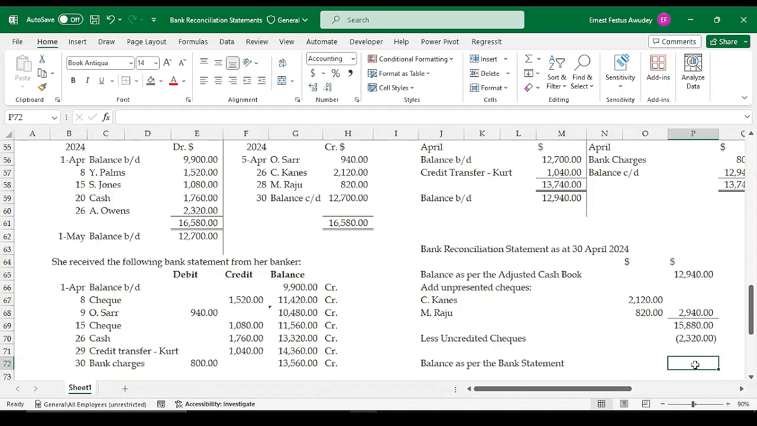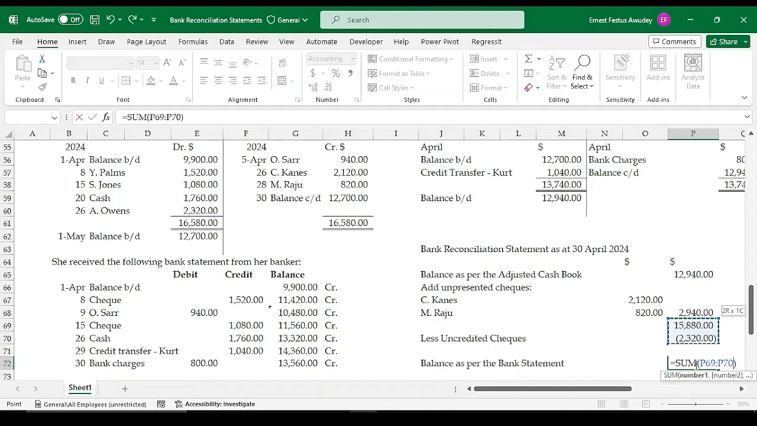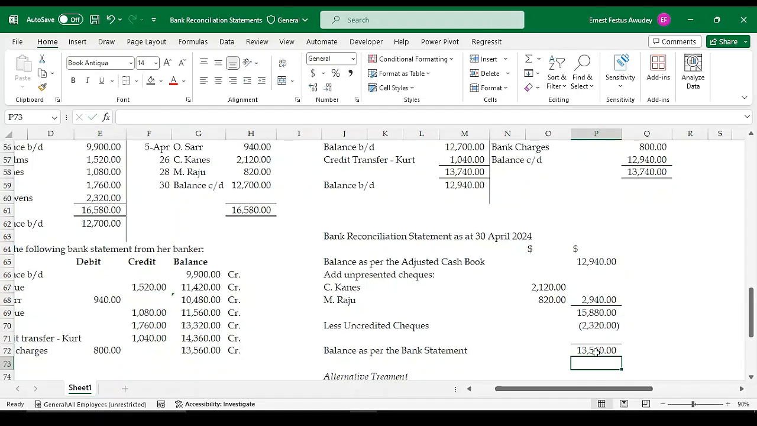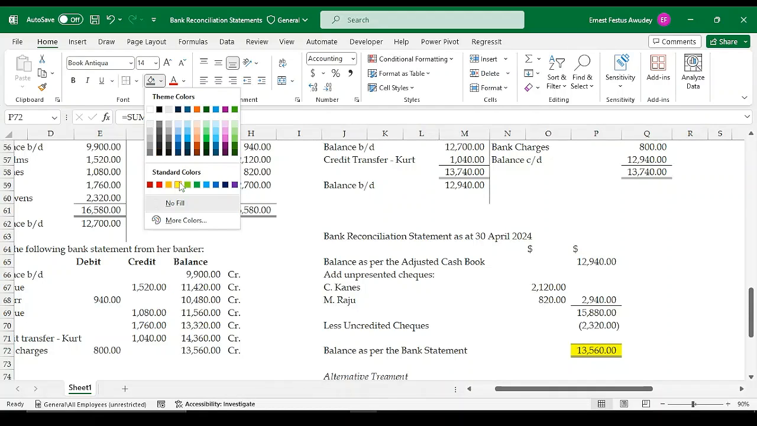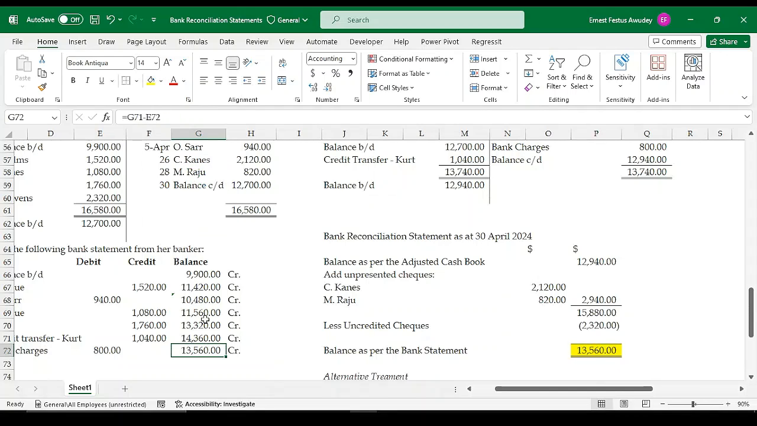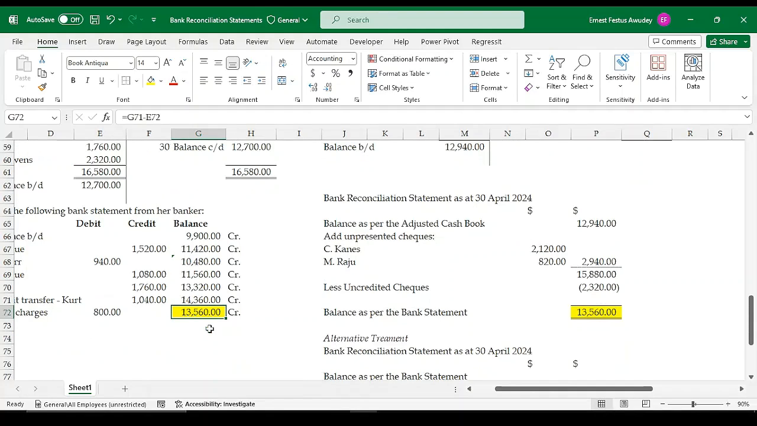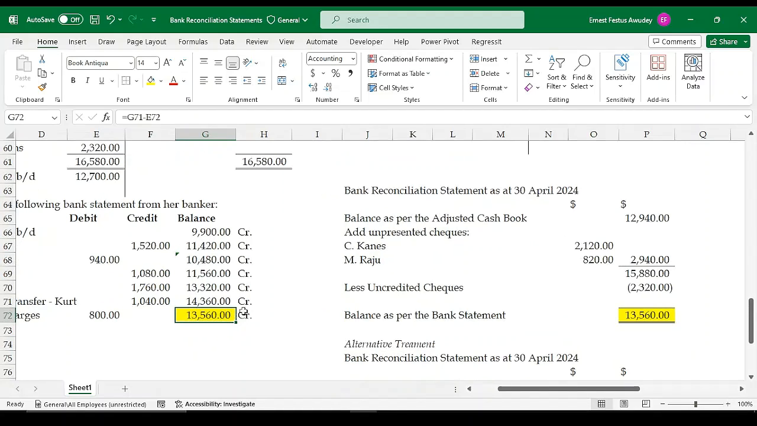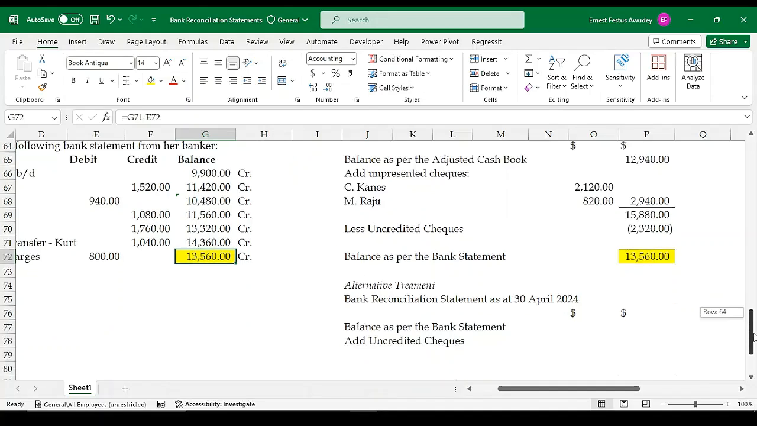And then I can also come here and do alt equals and sum the two together, since they are positive and negative figures, and that gives me the balance as per the bank statement, which we can see has agreed with this particular balance. So let me check that. When you come here, I'll use F4 to repeat that. So as you can see, the balance is agreeing with the bank statement balance here. So that is what we mean by bank reconciliation statements.